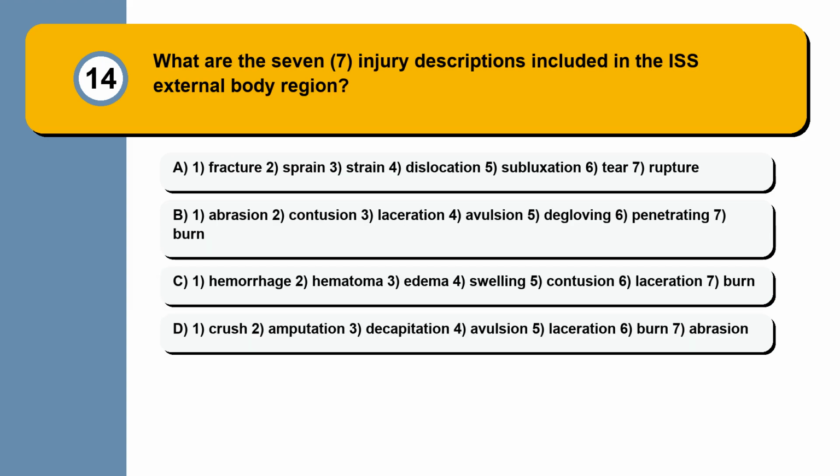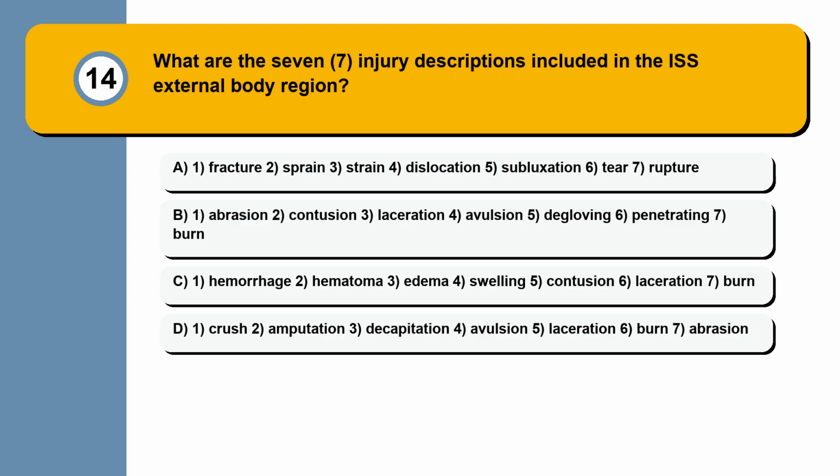Question 14. What are the 7 injury descriptions included in the ISS external body region? 1. Fracture 2, sprain 3, strain 4, dislocation 5, subluxation 6, tear 7, rupture. 1. Abrasion 2, contusion 3, laceration 4, avulsion 5, degloving 6, penetrating 7, burn.